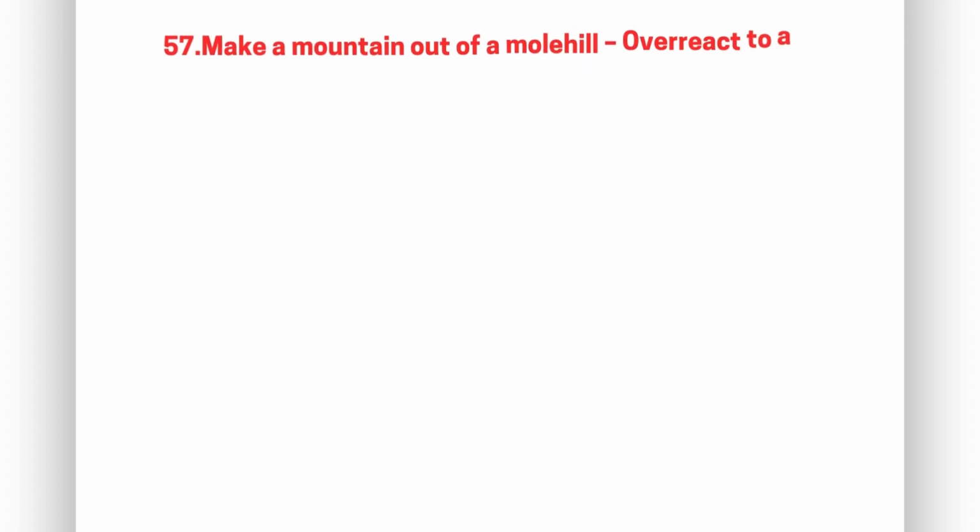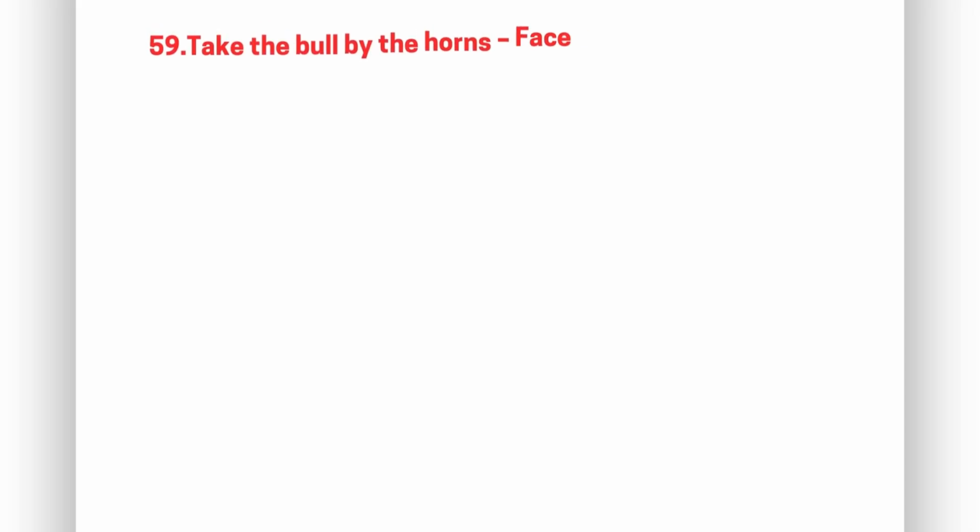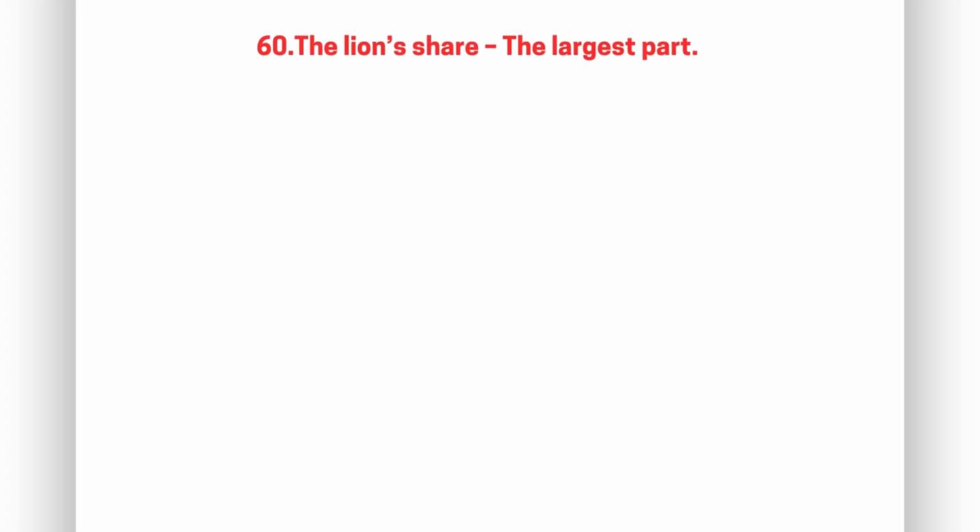57. Make a mountain out of a molehill, overreact to a small problem. 58. Raining cats and dogs, raining heavily. 59. Take the bull by the horns, face a difficult situation bravely. 60. The lion's share, the largest part. Idioms related to food and eating. 61. Apple of one's eye, someone special.